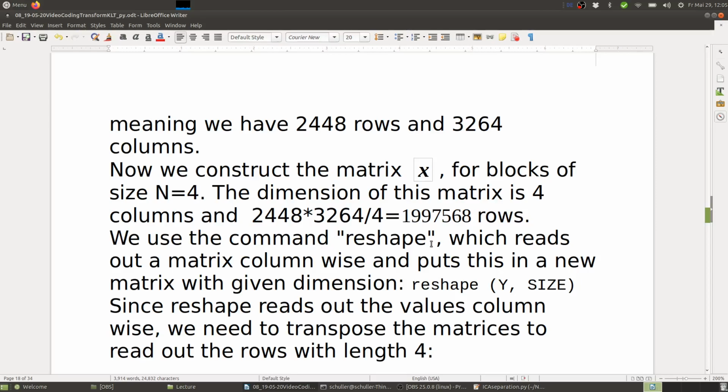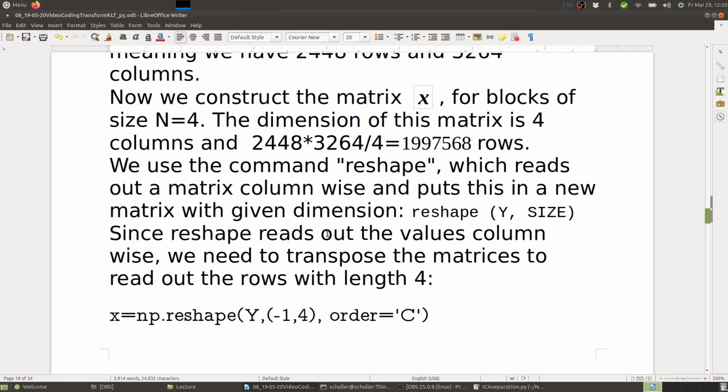So we use the command reshape, which reads out a matrix column-wise and puts this in a new matrix with a given dimension. So we can use reshape, y, comma, and then the desired size. Since reshape reads out the values column-wise, we need to transpose the matrices to read out the rows with length 4. So here we can see it. So we take the y. Here this -1 means the number of columns is as many as it needs. And the 4 means we have rows of width 4. So we have 4 columns.